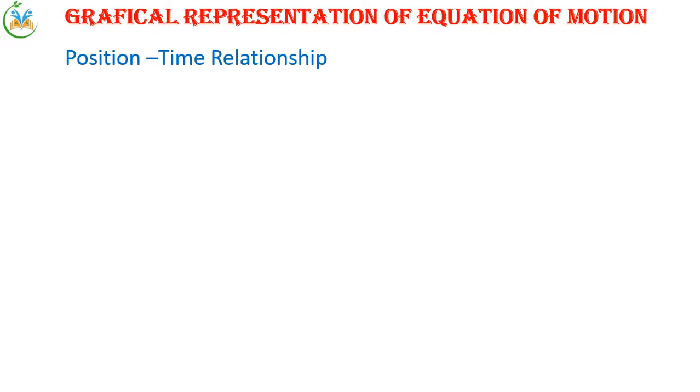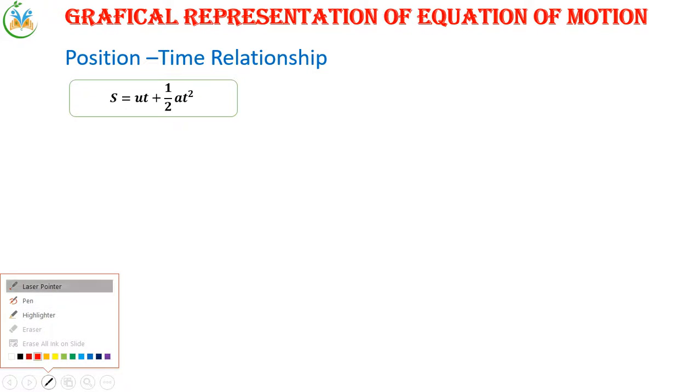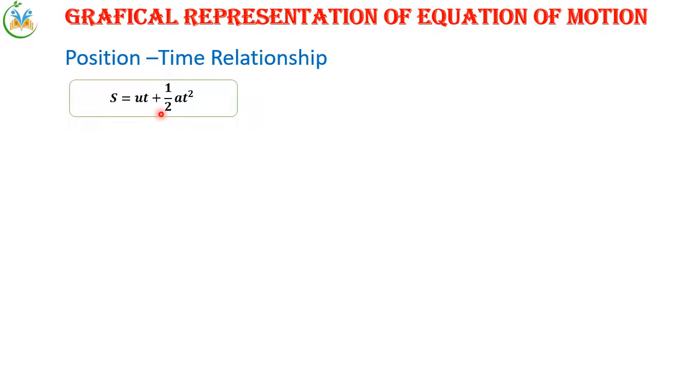So what is the equation of position time relationship? This is the equation: s is equal to ut plus half at square, where s is the distance, u is the initial velocity, t is the time, a is the acceleration. So we are going to find this derivation through the graphical representation method.